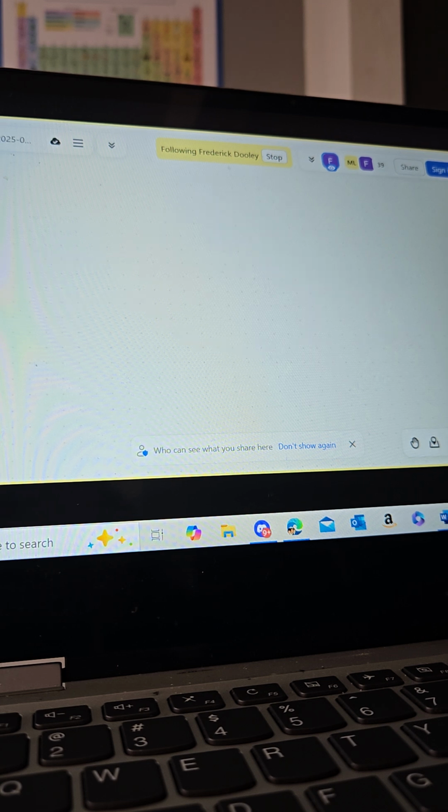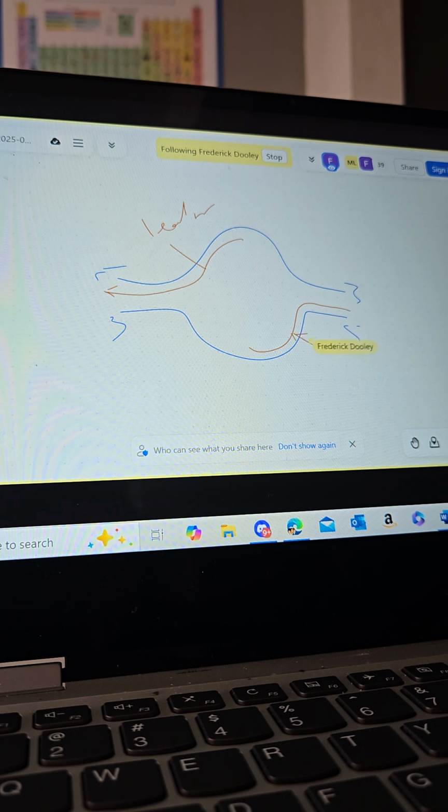So we start with 5 prime, 3 prime, 3, 5. So this strand right here runs to our leading. Right here, this strand is also leading. Our lagging strands are opposite of that. And so they're going to go like so with those Okazaki fragments. Okay? And those are called lagging.